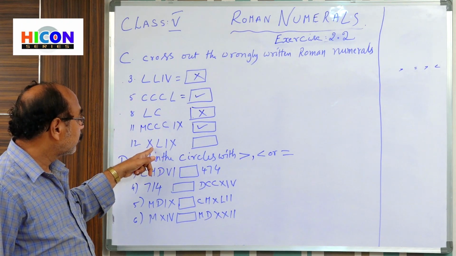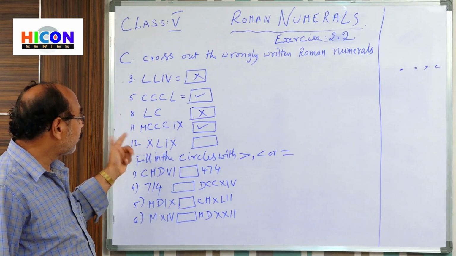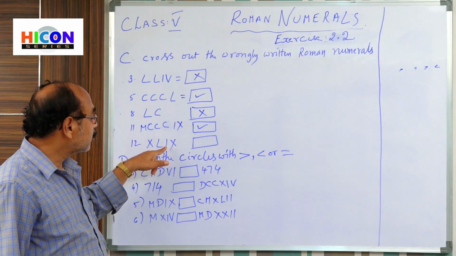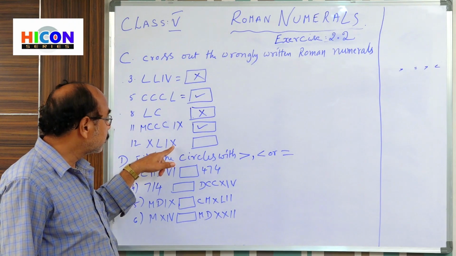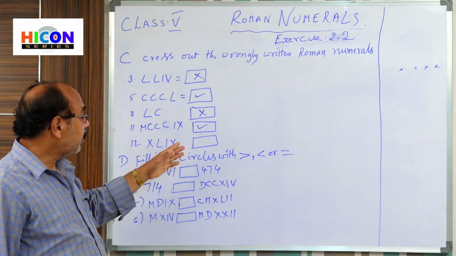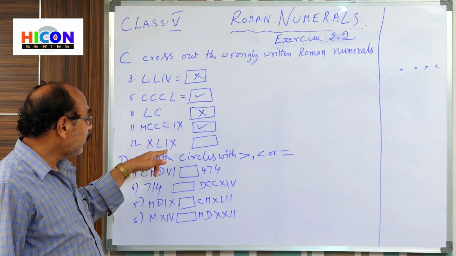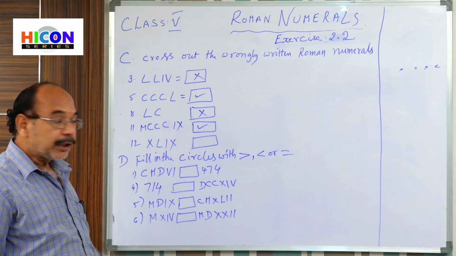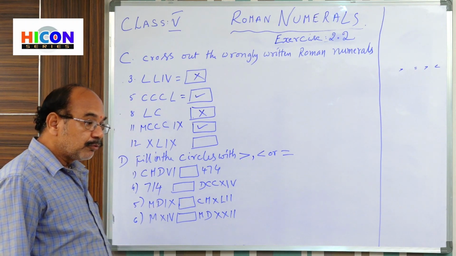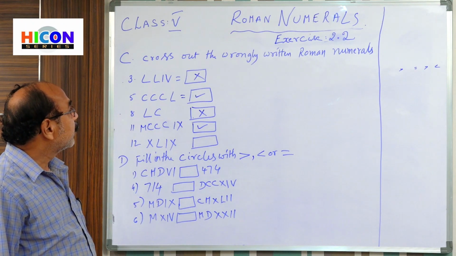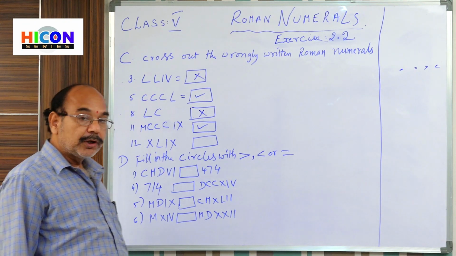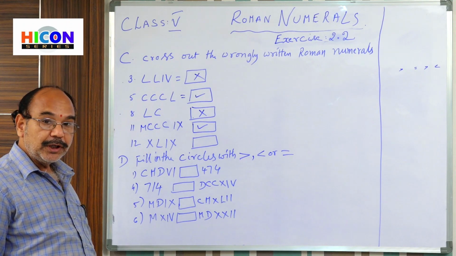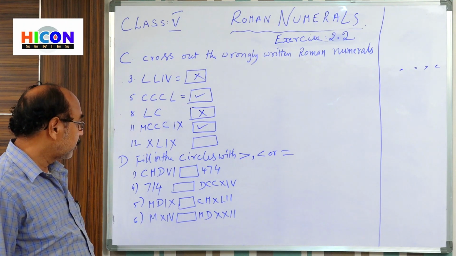bigger number symbol. So X is there to the left of the bigger number. Here also I is there to the left of the bigger number. I is small, X is 10, X means bigger number. To the left of the bigger number, the small letter is there. That's why the rule is applied. So according to this rule, we can decide whether it is written wrongly or not. If it is written correctly, tick mark. If it is written wrongly, we put a cross.